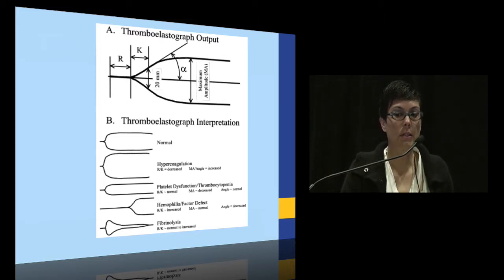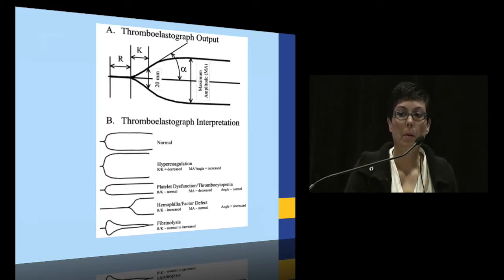Hypercoagulation, you have a decrease in the time for the R and the K, and the angle is much more increased, the alpha angle, and the maximal amplitude. And then here you can look at platelet dysfunction. In that, you've got the R and the K, which are normal, and you can see the angle is different, shorter, and the maximal amplitude is decreased.